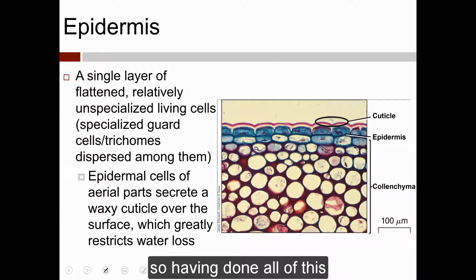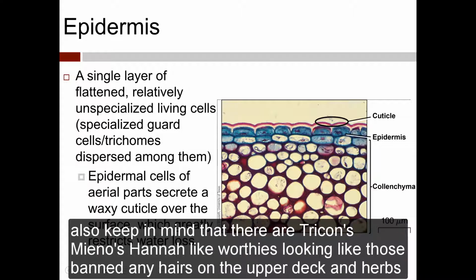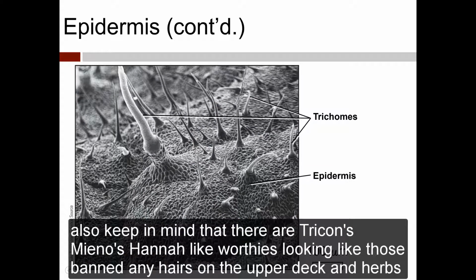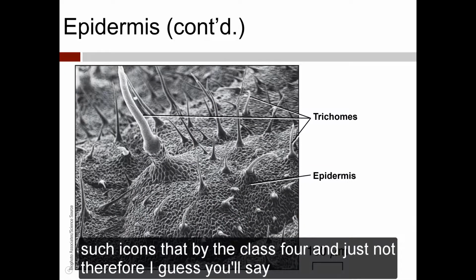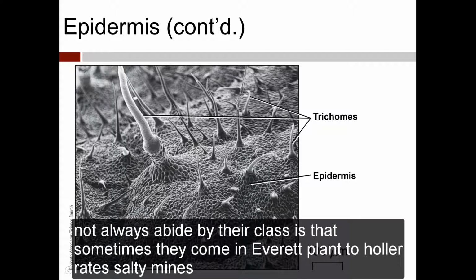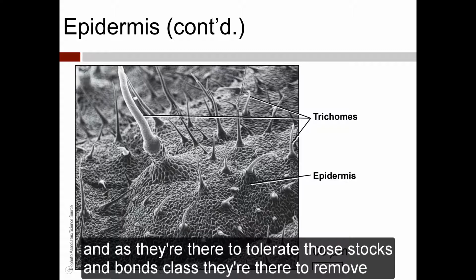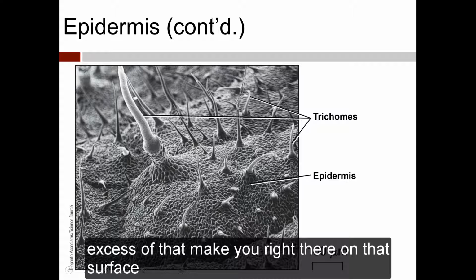So, having done all of this, also keep in mind that there are trichomes, meaning those hair-like, or at least looking like those itty-bitty hairs on that upper epidermis. So the trichomes are just not there for, I guess you will say, nothing. The reason they are there is that sometimes they can enable that plant to tolerate salty environments. And as they're there to tolerate those salty environments, they're there to remove that excess salt that may accumulate there on that plant's surface.